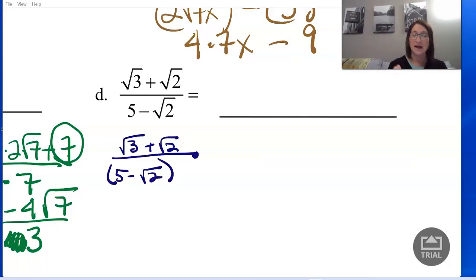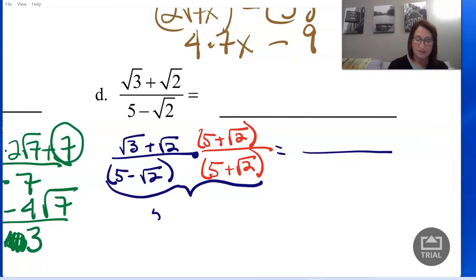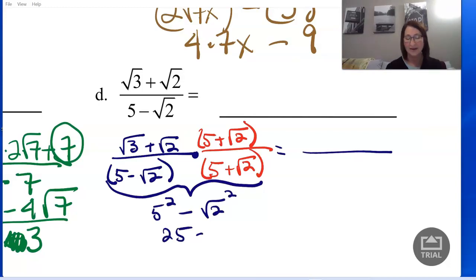Now I'm going to multiply. Here's where it starts to get fun. Okay, I'm going to multiply by the conjugate of the denominator. So 5 plus square root of 2, and I do the same thing with the top. 5 plus the square root of 2. All right, so now in the bottom, got my fraction bar. This is going to give us the difference of 2 squares. So that's going to be 5 squared minus square root of 2 squared, or 25 minus 2. Well, that would be a 23.